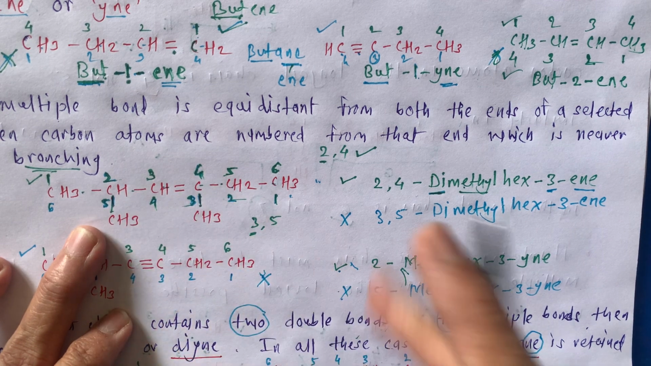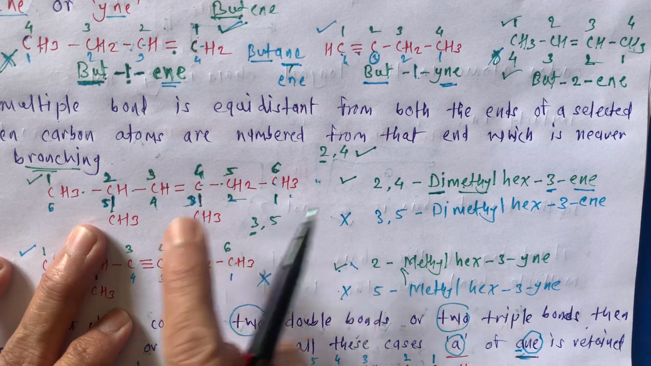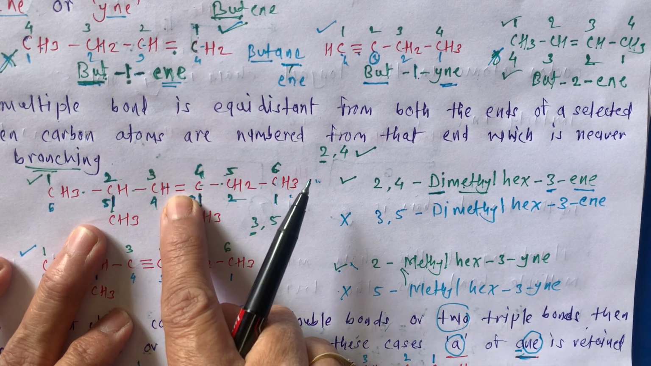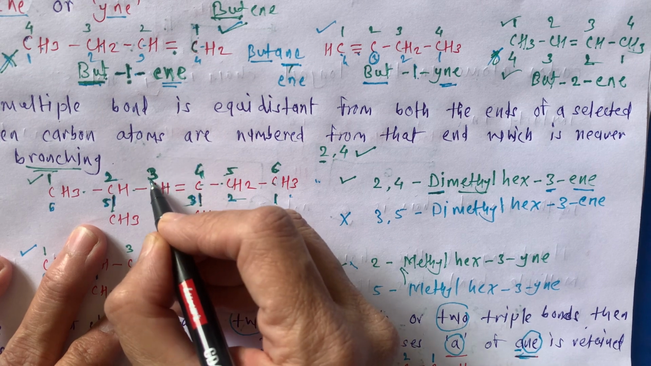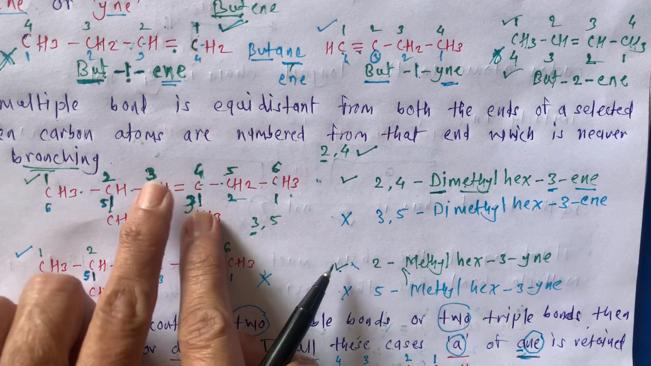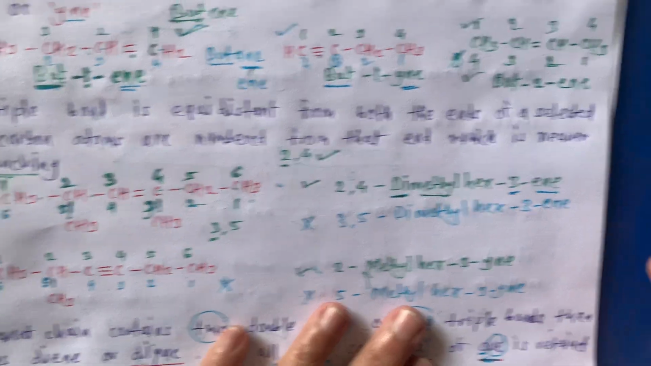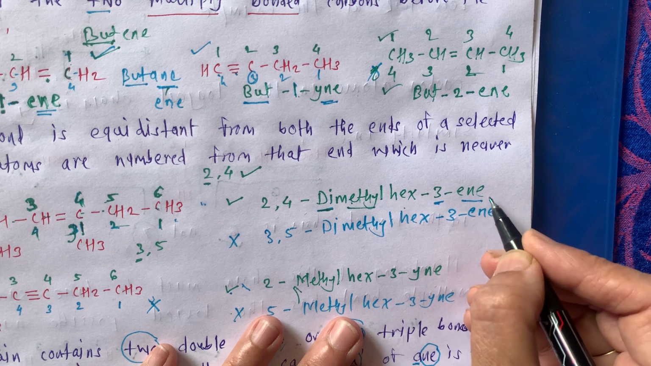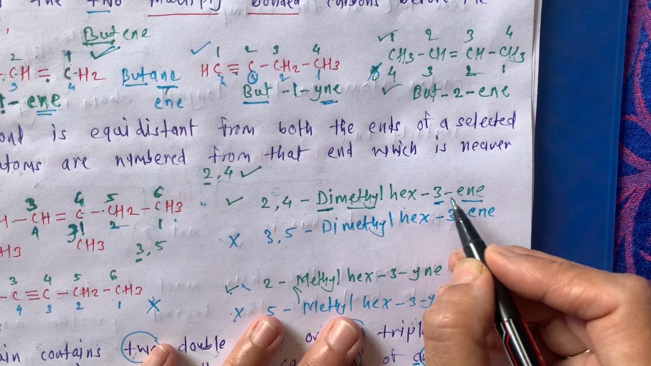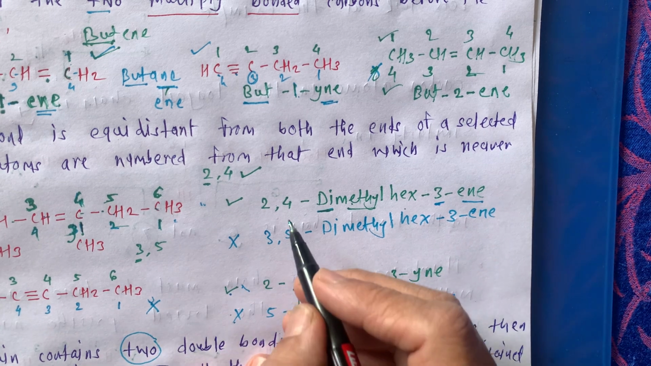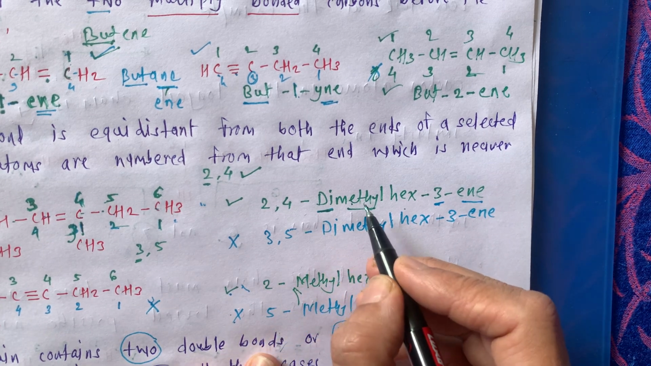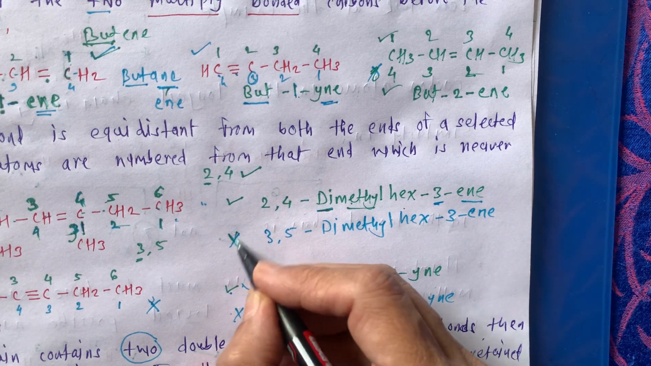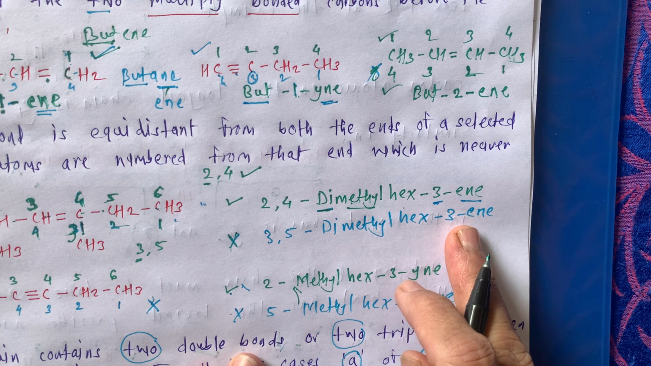1, 2, 3, 4, 5, 6 means this is a derivative of hexane. There is a double bond, so this is hexene. And where is the double bond present? The double bond is present on the third carbon, both ways. So we mention hex-3-ene. So the name of the compound is 2,4-dimethylhex-3-ene and not 3,5-dimethylhex-3-ene.